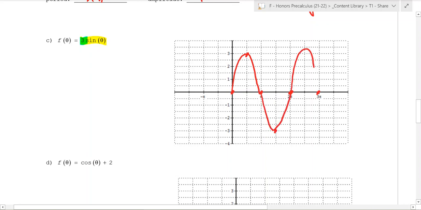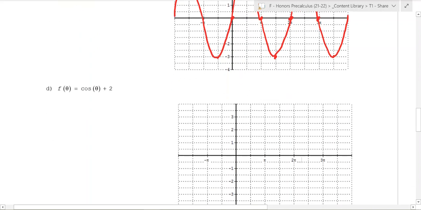So you can just keep on doing this, go down again, and back up, and then it'll do the same thing going back. So all that 3 does is it stretches it vertically by a factor of 3. What does this 2 do to cosine?